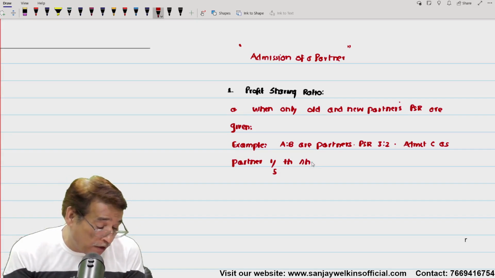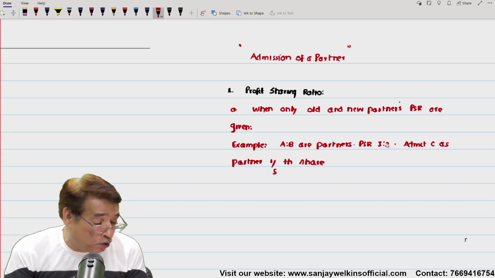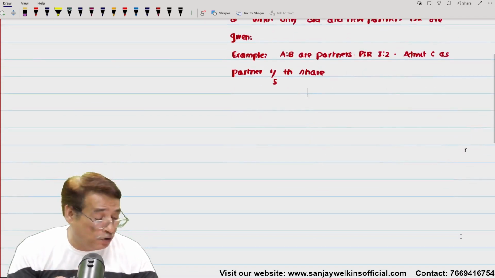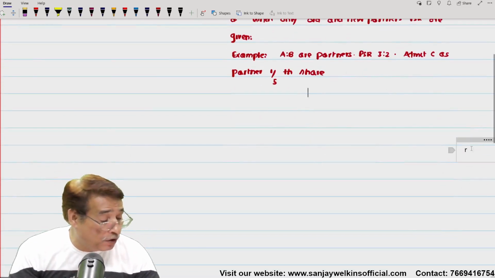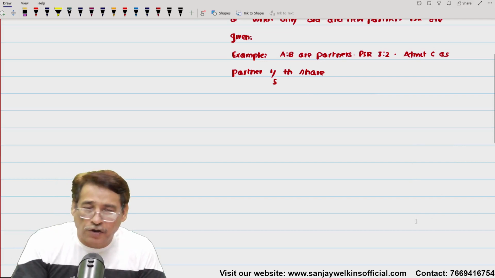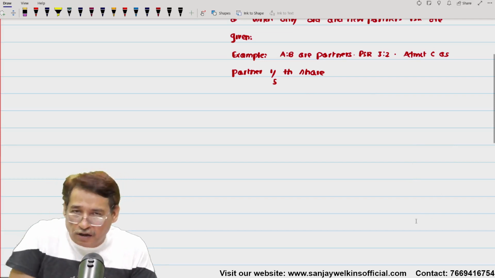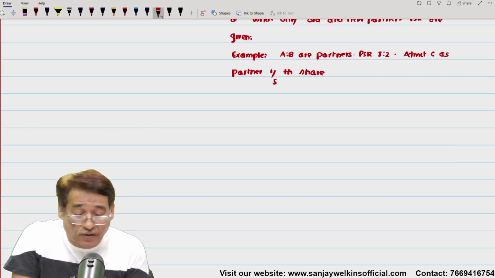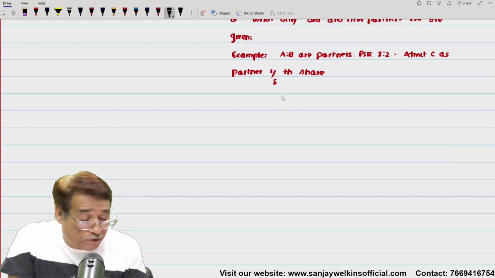As you can see in this example, only the old partners' profit sharing ratio and the new partner's share are given, and no further information is given. If I asked you to compute the new profit sharing ratio, I am very sure that within a flick of a second you all could compute it. But still, as I told you, I have a habit of starting right from the scratch, so we shall start right from the scratch.